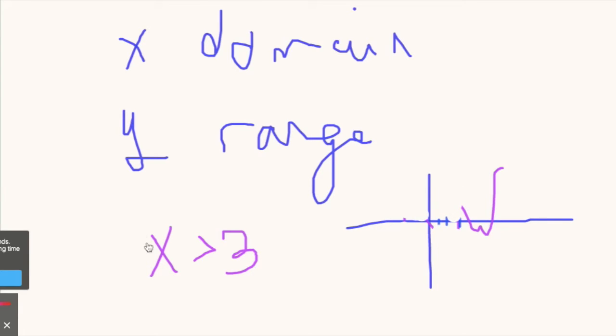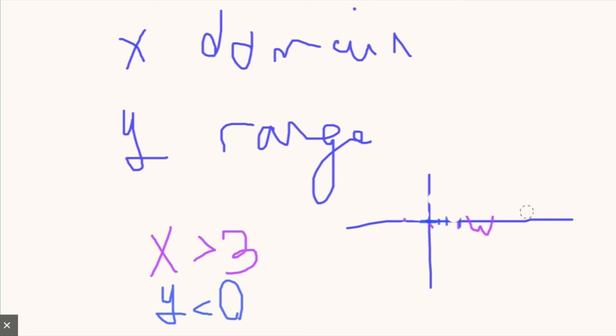Now let's do range. If our range is given as y is less than 0, we would look at y and find 0, which is here. And if this says y is less than 0, that means all the y values we want to look at are less than 0. So we would get rid of all of this. And this, what's left, would be x is greater than 3 and y is less than 0, the domain and range.